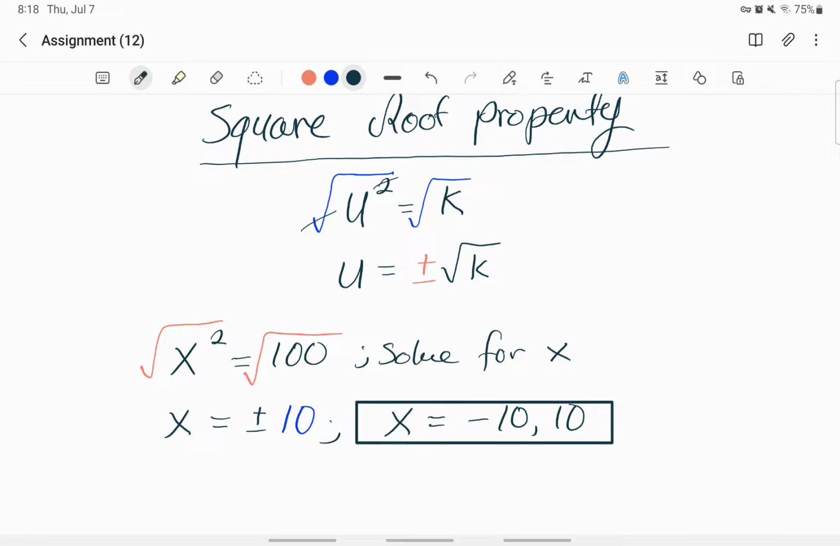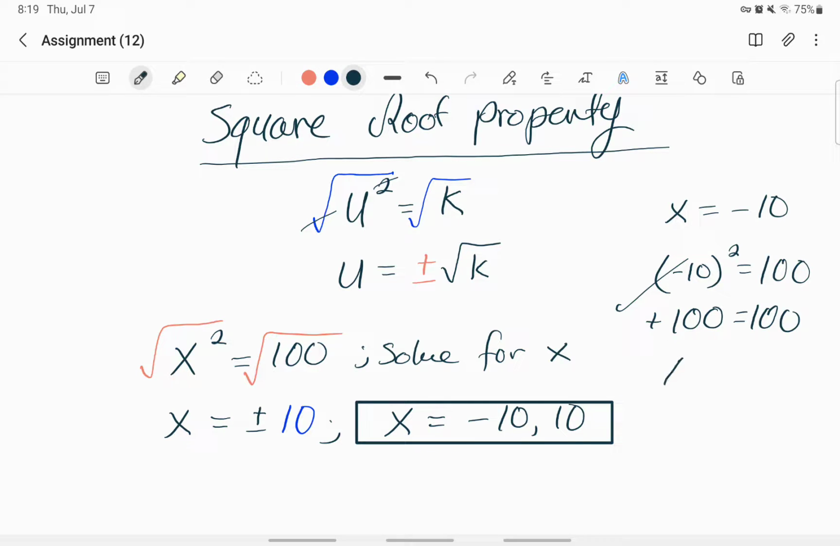But why is it negative 10 and positive 10? Why must it be plus or minus? Well, young scholars, let me show you. Let's say x equals negative 10. Let's plug negative 10 into the original equation. So negative 10 squared equals 100. Negative 10 raised to the second power is negative 10 times negative 10. Negative times negative is a positive, and 10 times 10 is 100. Positive 100 equals positive 100.